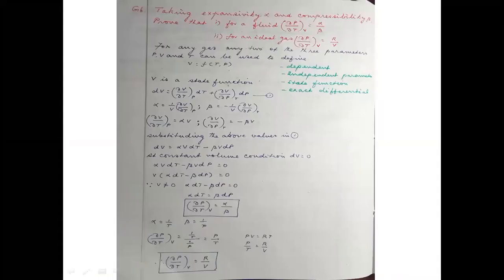So the sixth problem that we are going to discuss today: taking expansivity alpha and the compressibility beta, prove that, number one, for a fluid, ∂P/∂T at a constant volume is equal to alpha by beta. And number two, for an ideal gas, ∂P/∂T at a constant volume is R by V.